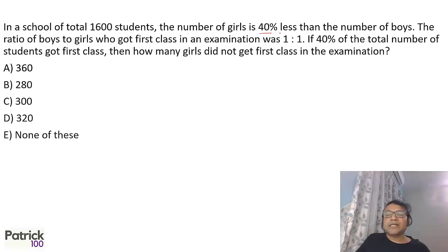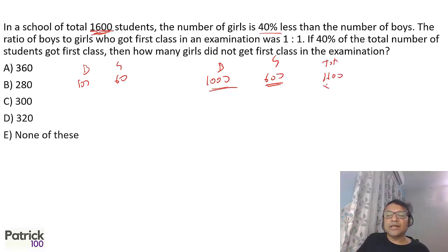The number of girls is 40% less than the number of boys. So one thing you can make out from that, there will be 1,000 boys and 600 girls. Actually, you can take it as 100 boys and 60 girls and cross multiply, just 10 times. So here you can make out, if I take 100 boys, 40% less girls, so girls will be 60. But total is 1,600. So 10 times. So 1,000 boys and 600 girls, total is 1,600.